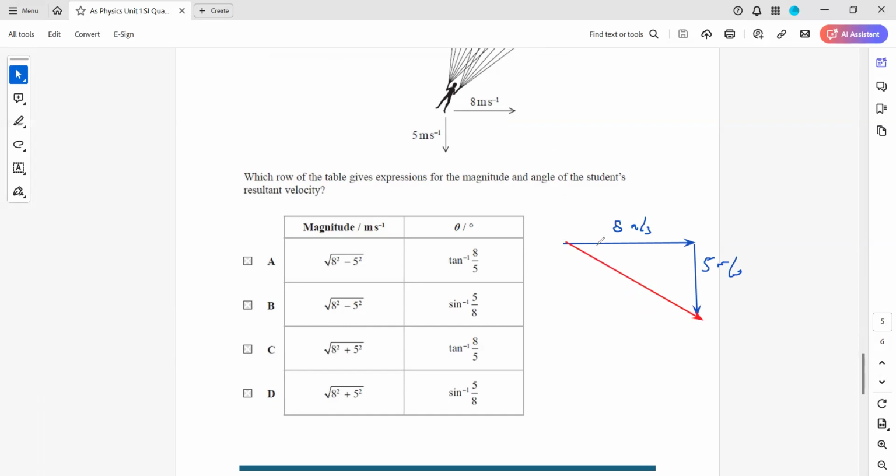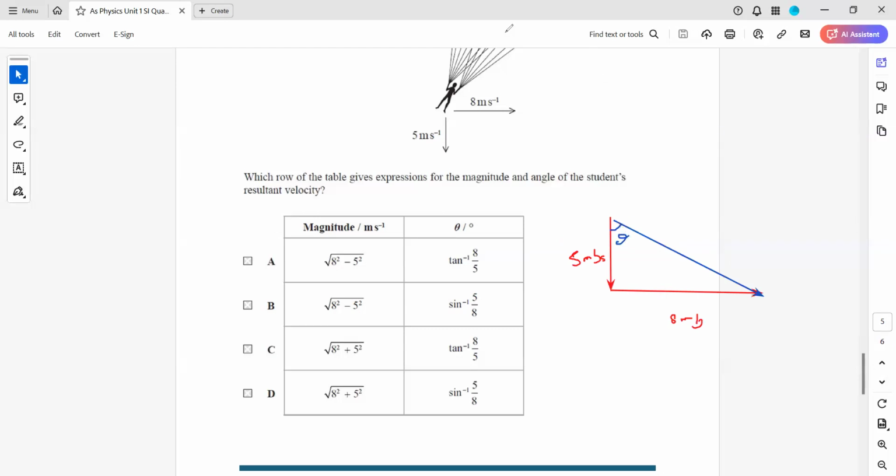And the angle with the vertical, this is one way, or you can also work it out by drawing 5 first and then drawing 8. So 5 meter per second, 8 meter per second. The resultant will be from the tail of the first to the head of the last. That will be the resultant. And the angle with the vertical means here we have theta.